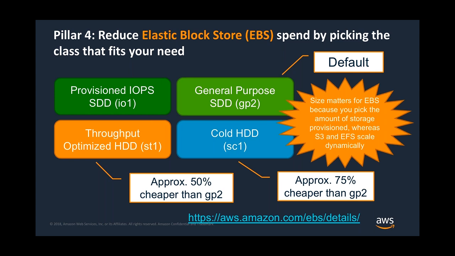Also remember that size for EBS matters. Unlike EFS and S3, which scale up dynamically based on what you put in, with EBS, everything that you procure, you pay for. So if you provision a 1 terabyte drive and only use 100 gigs of that drive, you're still paying for the full disk. So just make sure you match as closely as you can what you provision versus what you need.